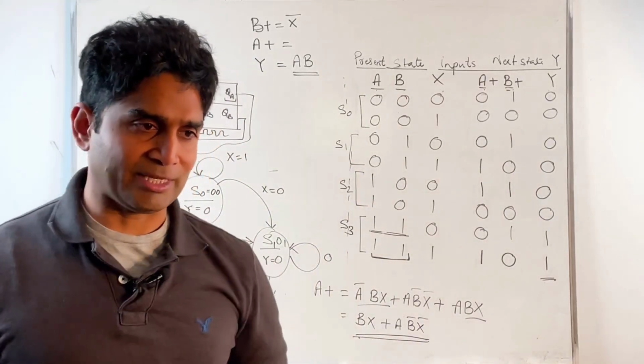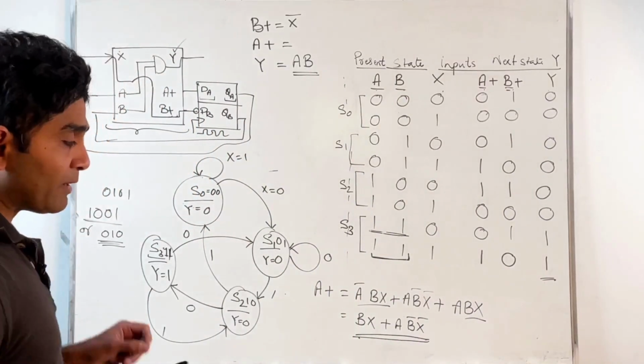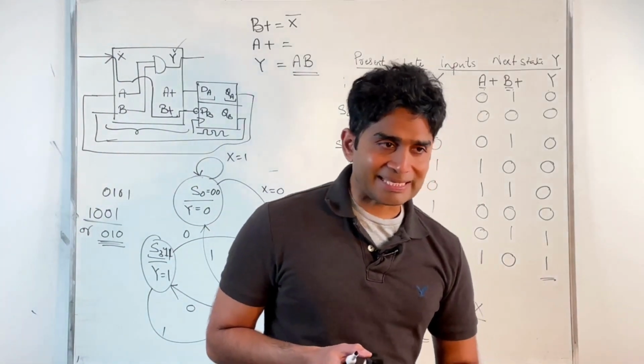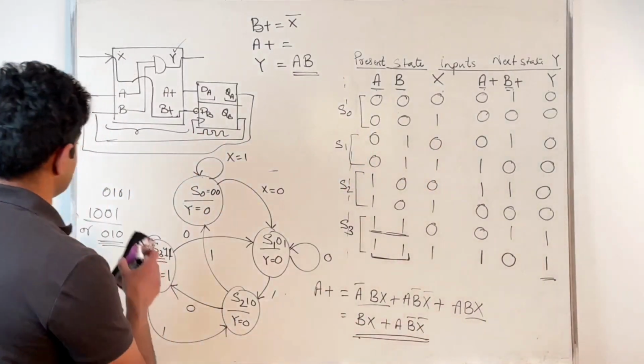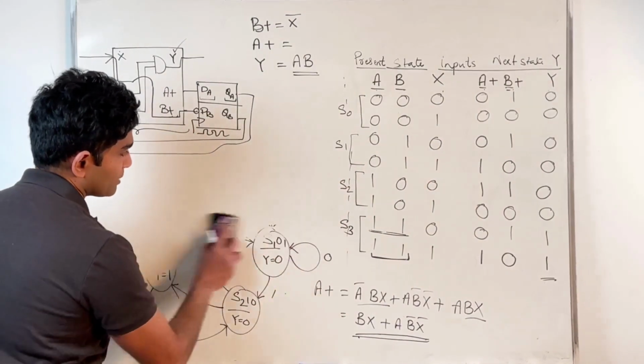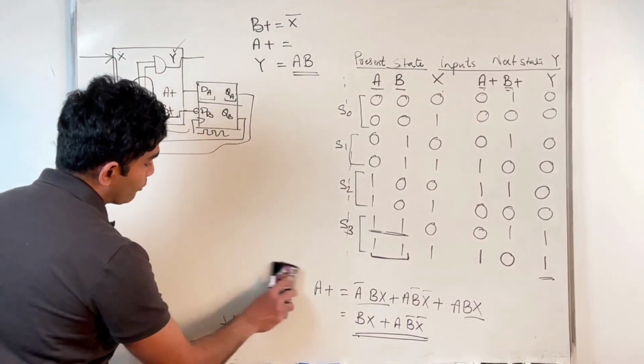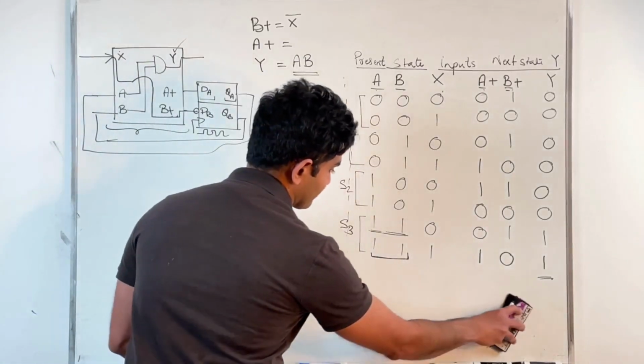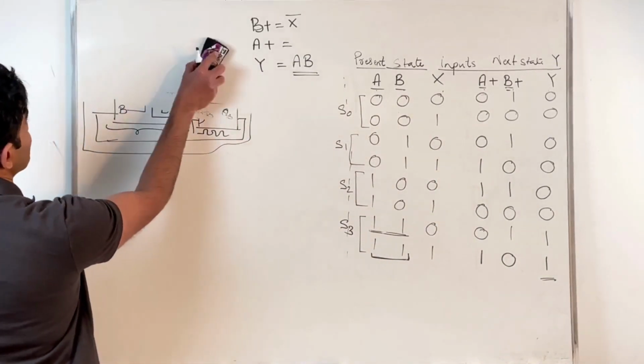Now, if I were to implement the same circuit using a JK flip-flop, how would I do this? First of all, let's look at how the block diagram changes when I want to implement this using a JK flip-flop. Let's start with that.